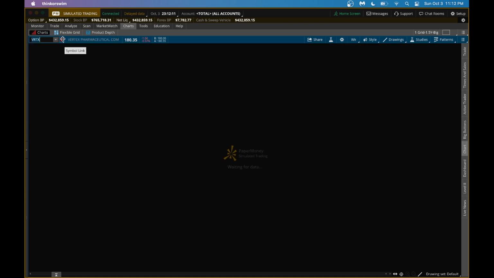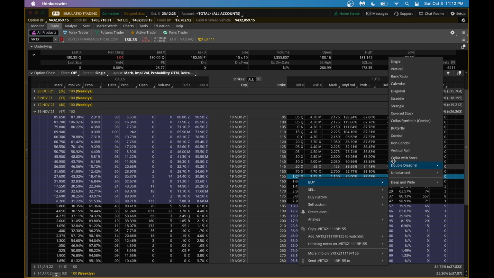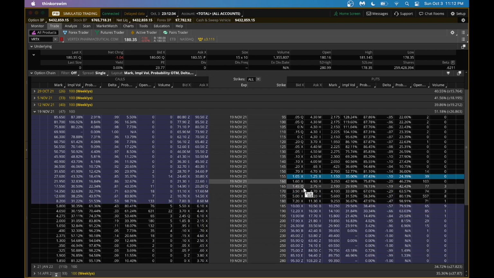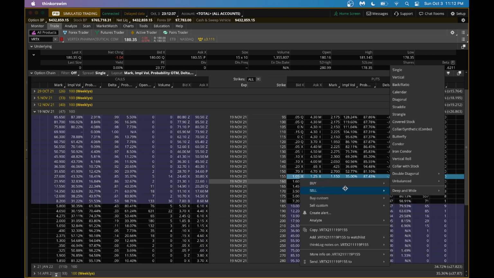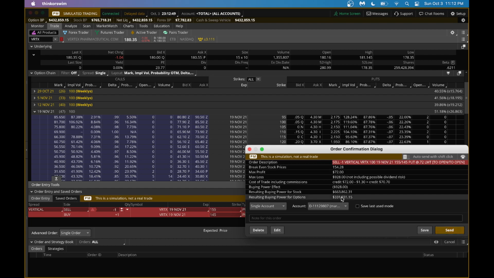I want to show you, if you're not comfortable selling a naked put, you can also sell a spread here. You could do a 155, 145 spread. The money you receive could be less here, but the risk is also low. So you're selling at 155 and you're buying back at 145. If you do something like this, you collect 72 cents, and if you confirm and send, as you can see, your buying power effect is $928 here.